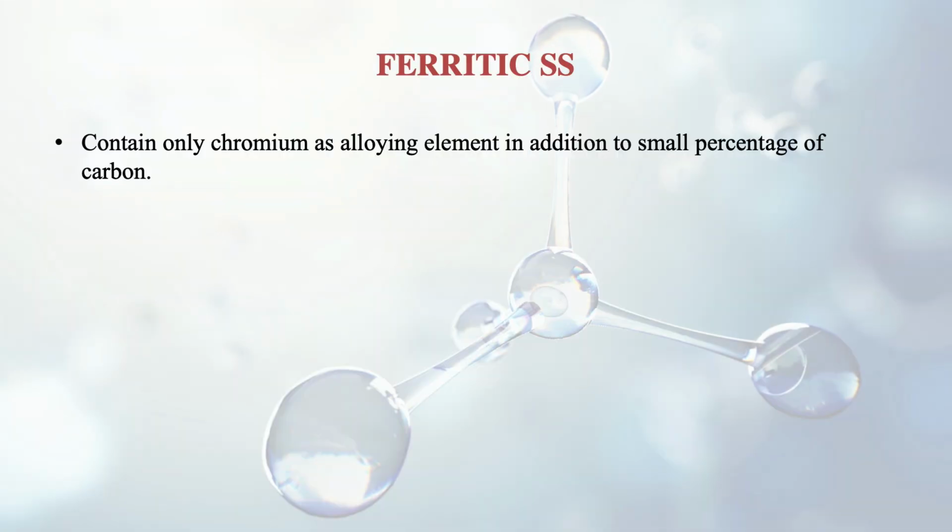So first of all we discuss the ferritic one, and its composition here it is given. It contains chromium as alloying element in addition to a small percentage of carbon. Carbon is from 0.05% to 0.15% and chromium is from 13% to 30%.